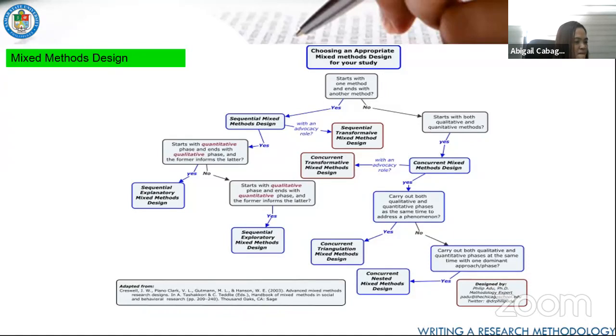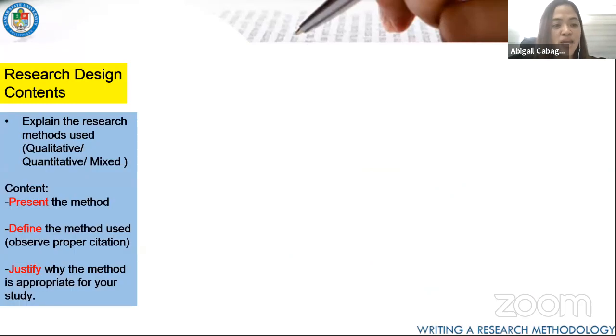Okay. Thank you for your responses. I hope you already, it was just an overview of the different designs. For the research design contents, you need to explain the research methods used, as mentioned, if it is qualitative, quantitative, or mixed. And please, you have to really specify what specific method. You just don't say, I'm using a qualitative study, I'm using a quantitative approach.